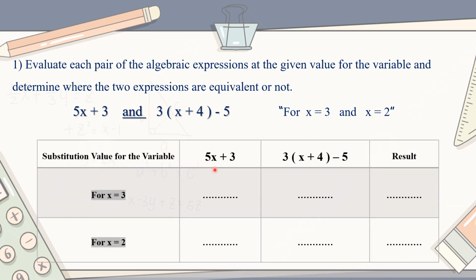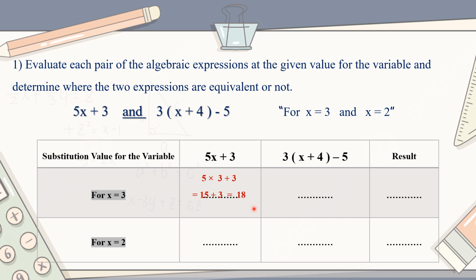First expression: 5x plus 3, and second expression: 3 times (x plus 4) minus 5. The first value is x equals 3 and the second value is x equals 2. Let's substitute the first value in the first expression: 5 times 3 plus 3. 5 times 3 equals 15, plus 3 equals 18.